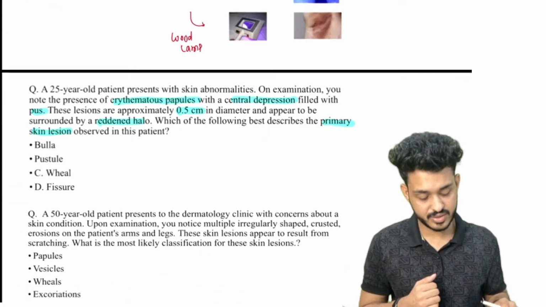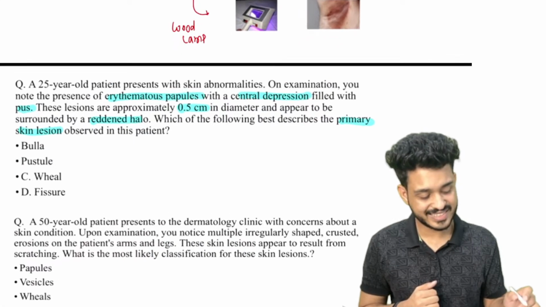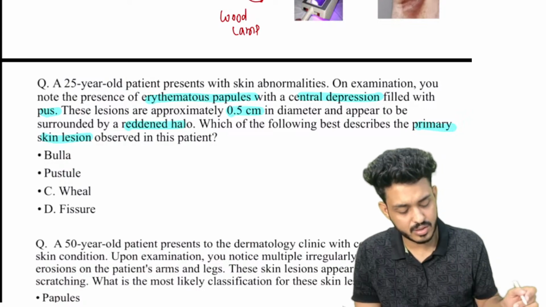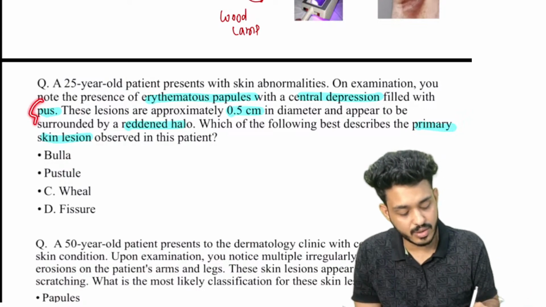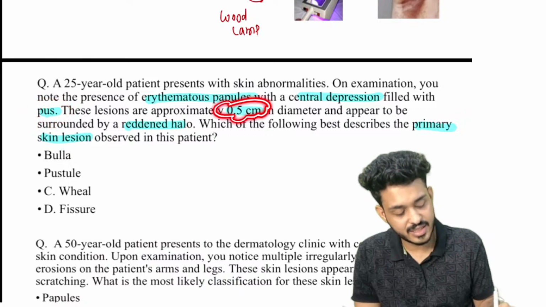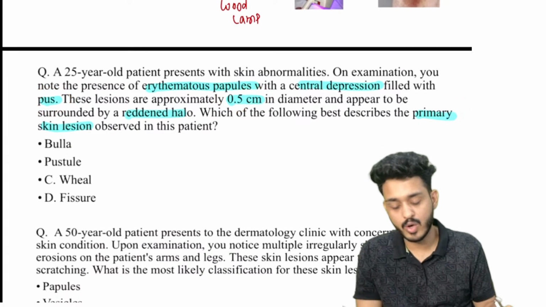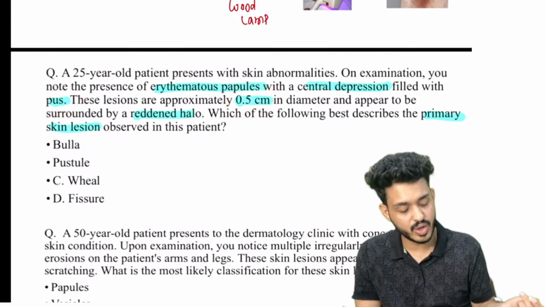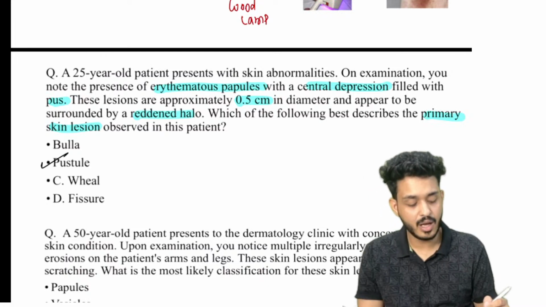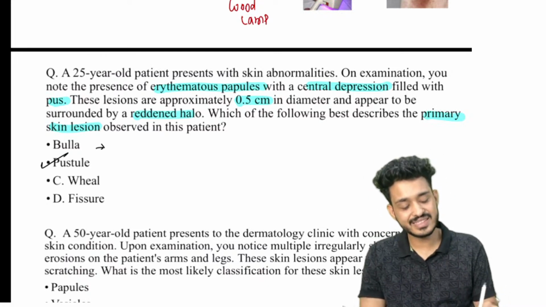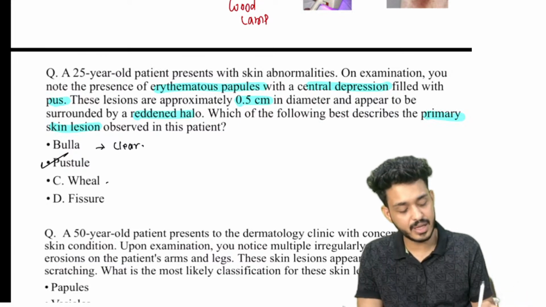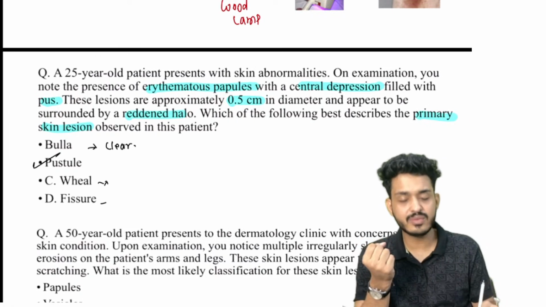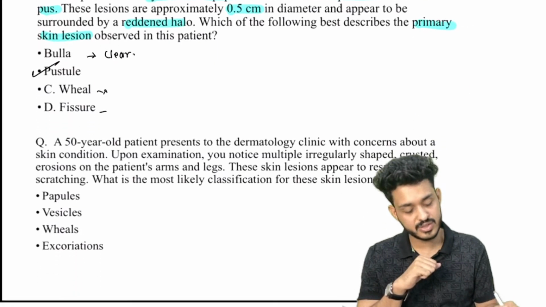Okay, now try to solve this question. What the examiner wants to know: the lesion has erythematous papules, all those things. Ultimately, what you need to look at is pus less than 0.5 centimeter. What do we call it? It is a pustule. Bulla has clear fluid more than 1 centimeter, wheal has edema, erythema, and some itchiness. Fissure is a linear crack. So your answer will be pustule here.